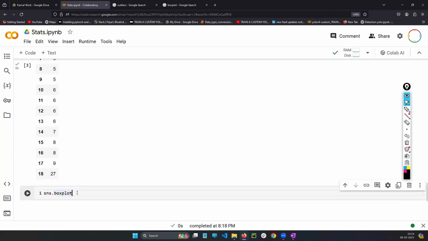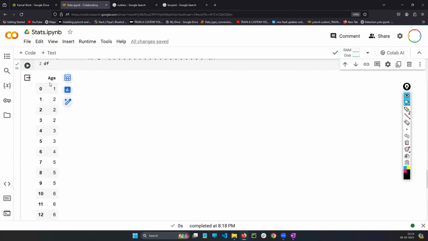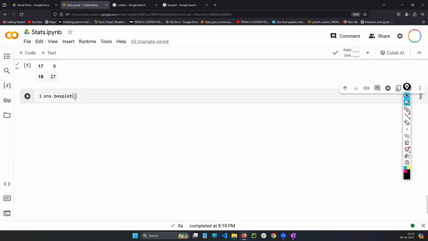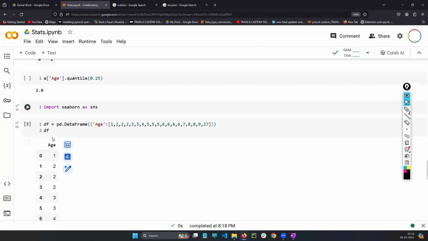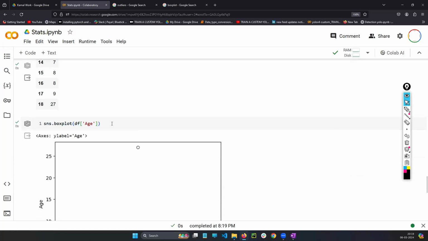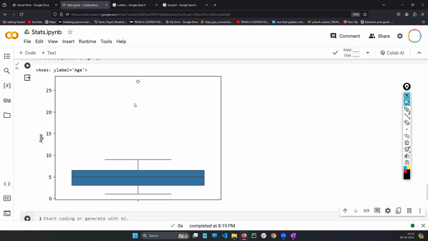For this box plot, I'm going to give the age column. I'm going to give df of age, because the data is present in the variable df. Simply, if I run it, it is going to show some visualization for me.